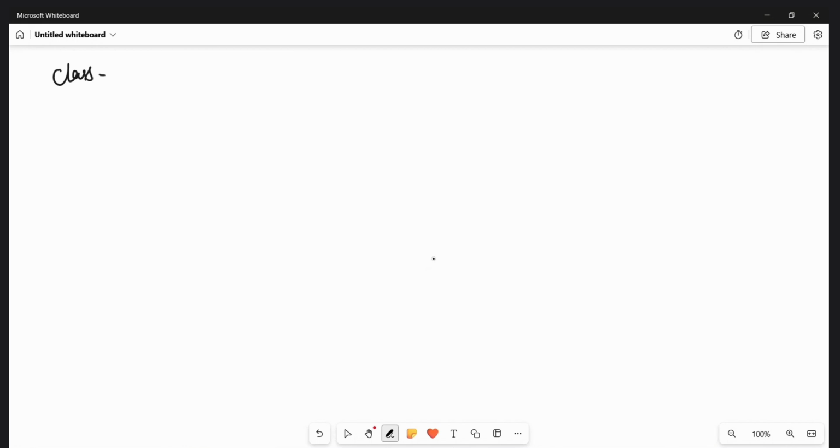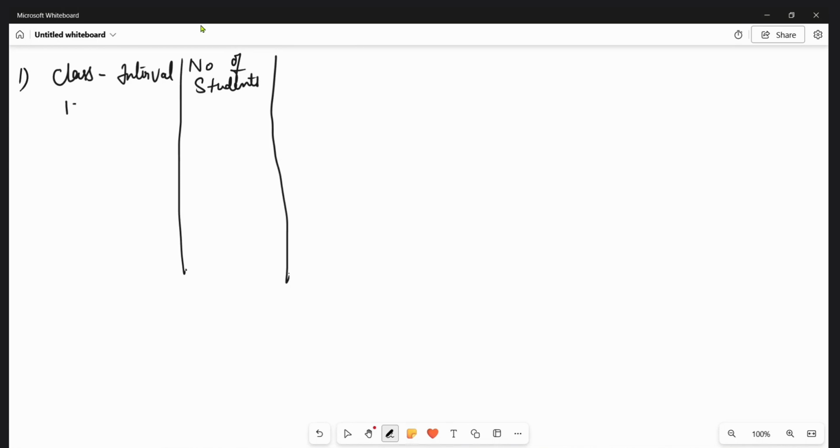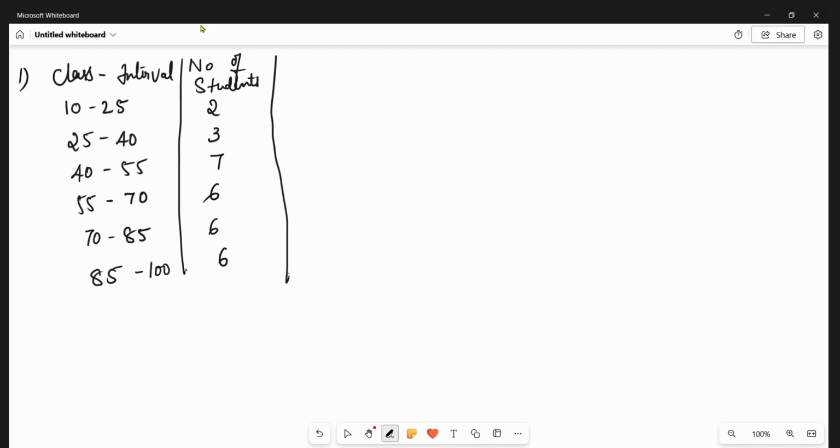Write down the problem. Class interval, and the number of students. 10 to 25 we have 2. 25 to 40, 3. 40 to 55, 7. 55 to 70, 6. 70 to 85, 6. 85 to 100, they have given 6.